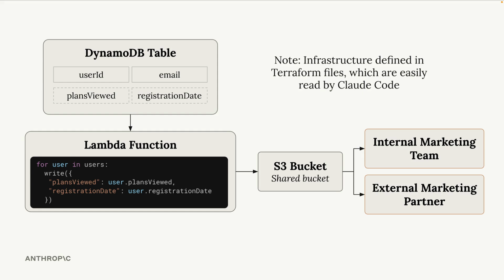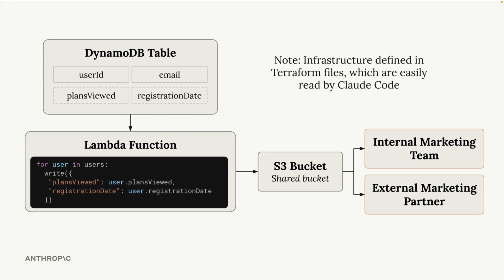Now let's imagine that in this app, I have a DynamoDB table. And if you're not familiar with those, it's kind of like a normal database table. Inside there, I'm storing some different information about users, including maybe plans viewed and a registration date. And maybe for some reason, we want to share just that plans viewed and registration date information with some internal marketing team, but also some external marketing team as well. So some other company has access to the data that we are writing in this bucket.